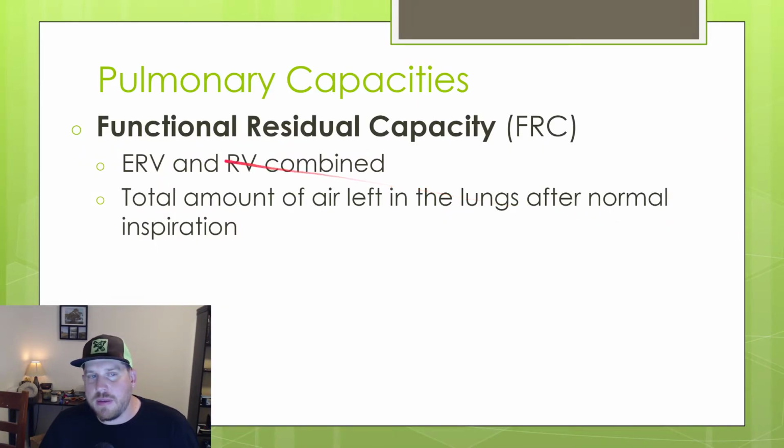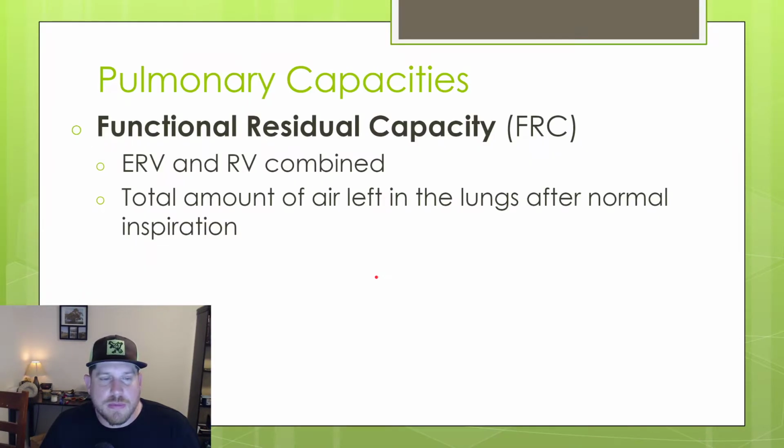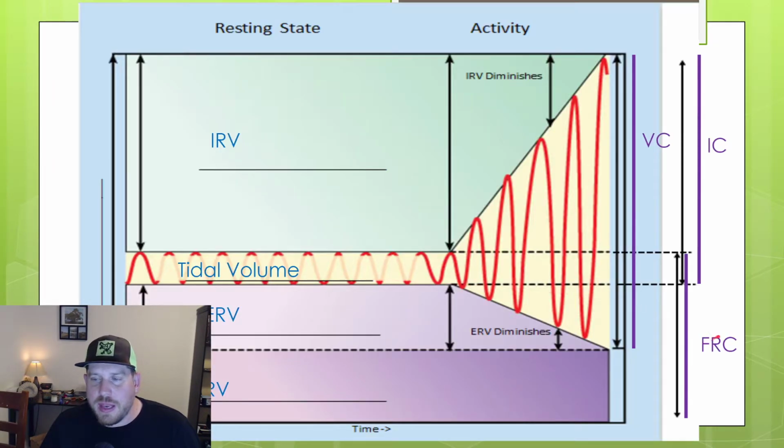And lastly, we have the functional residual capacity, FRC, which is when we combine the ERV and RV. So that's going to be the amount of air. Oh, that's an error on my part. That should not be going all the way down, but yet it does.